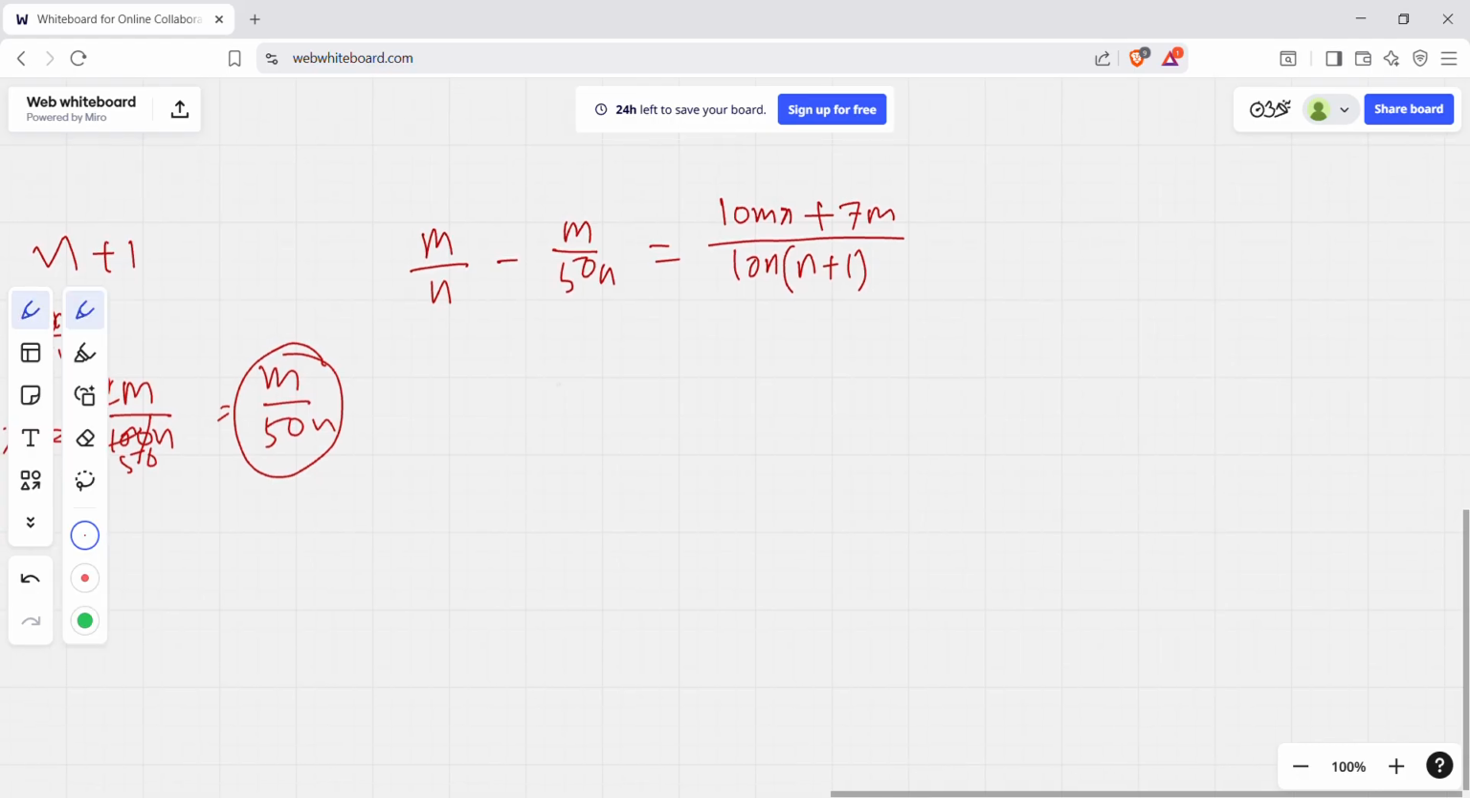So the easy process is m cross out. So this is our first process, n cross out. So now we are left with 1 minus 1 by 50 and 10.